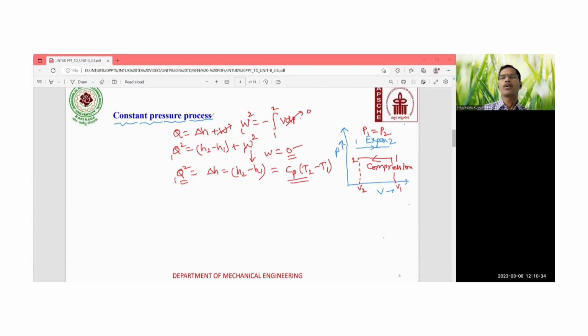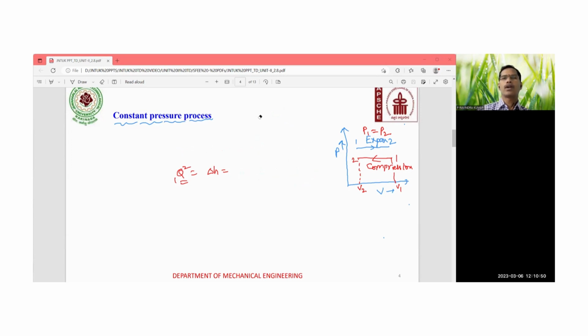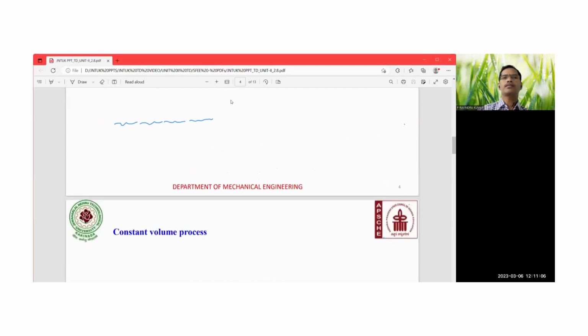The example, as I already told you, is the boiler, so you can consider that. Next one is the constant volume process, or you can also call it an isochoric process, where the n value is going to become infinity.